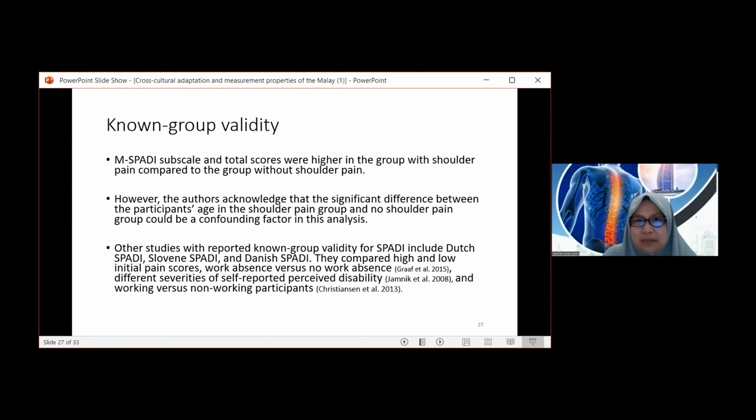Generalized linear model analysis revealed that after the exclusion of age, education, and occupation as covariates, the M-SPADI pain score, disability score, and total score were significantly higher in the shoulder pain group compared to the no shoulder pain group. This confirmed that M-SPADI could discriminate between different groups, in this case, participants with and without shoulder pain. Other studies that reported known-group validity for SPADI include Dutch SPADI, Slovene, and Danish SPADI. They compared high and low initial pain score, for example, in Dutch SPADI, work absence versus no work absence for Slovene SPADI, and different severities of self-reported perceived disability in the Danish SPADI.